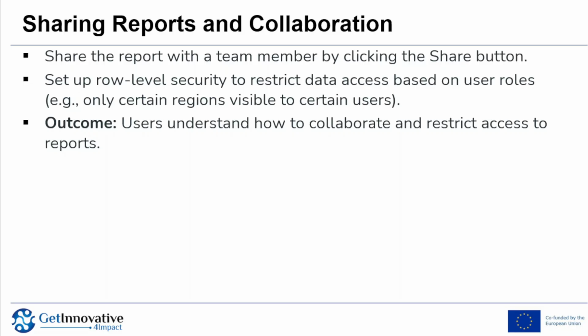If we want to share the reports in collaboration, we can share with any team member by just clicking on the share button and set up row level security to restrict data access based on user roles. It basically allows only certain regions to be visible to certain users. And as a result, we are going to understand how to collaborate and restrict access to reports.